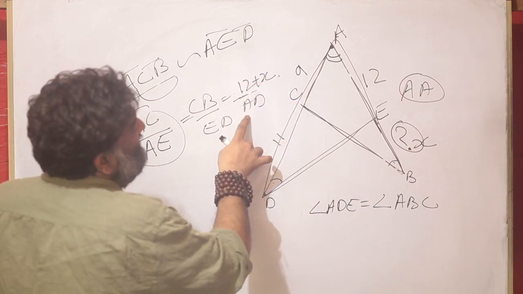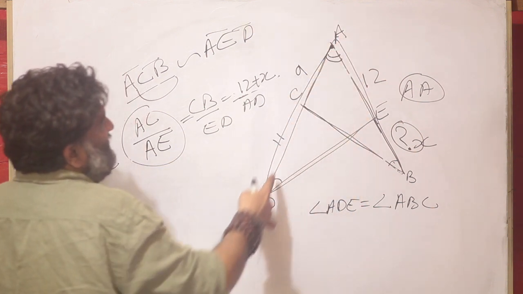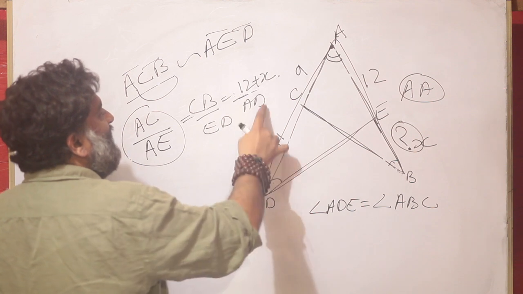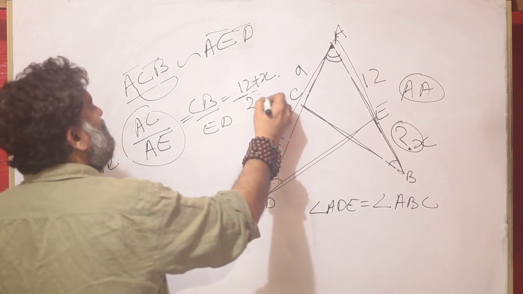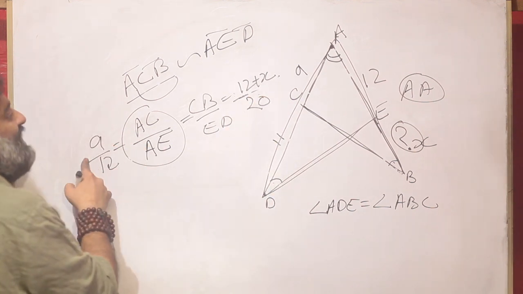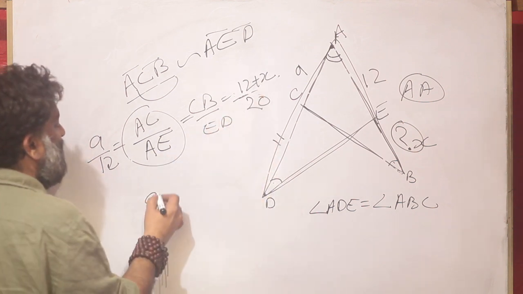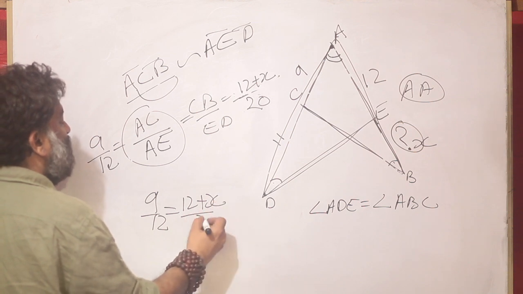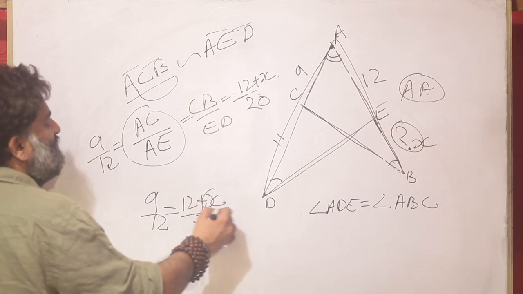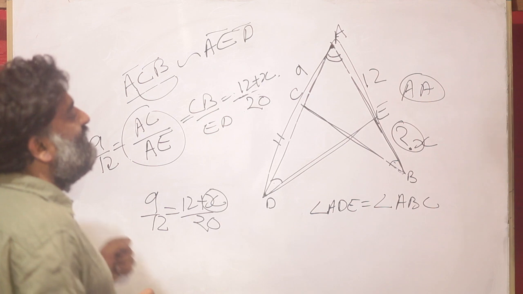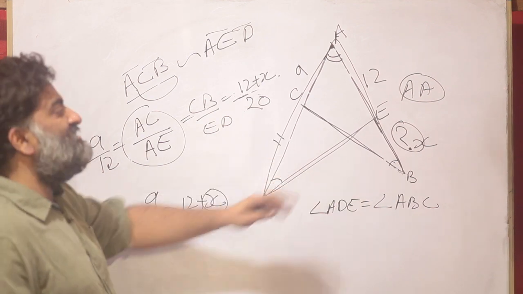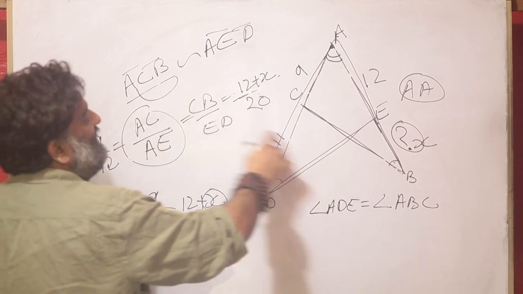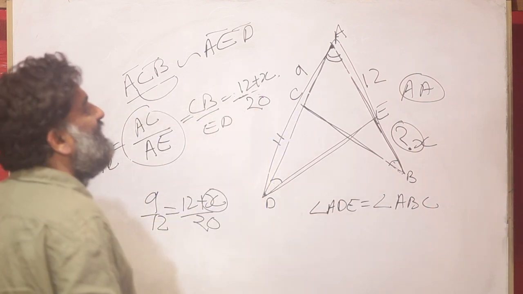Do I have AD in that case? Yes, I have AD because I have AC and CD. If I add them up, I have AD as 20. So you have a relationship 9 by 12 is equal to 12 plus X upon 20. I'm sure now you can figure out the value of X fairly quickly. So the only challenge in such a question is finding the correspondence. So I thought of one side, matched it, and after that it was fairly easy.